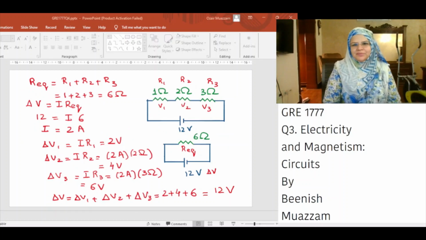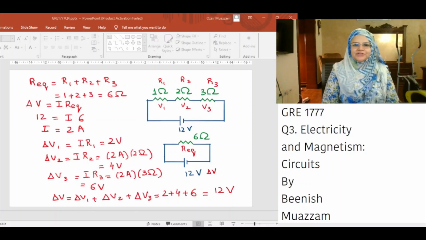Let's extend the problem further. A 12 volt battery is connected to resistor R1 equal to 1 ohm, R2 equal to 2 ohm, and R3 equal to 3 ohm in series. Therefore, R equivalent is equal to R1 plus R2 plus R3, which is 1 plus 2 plus 3. Therefore, the equivalent resistance is equal to 6 ohm.